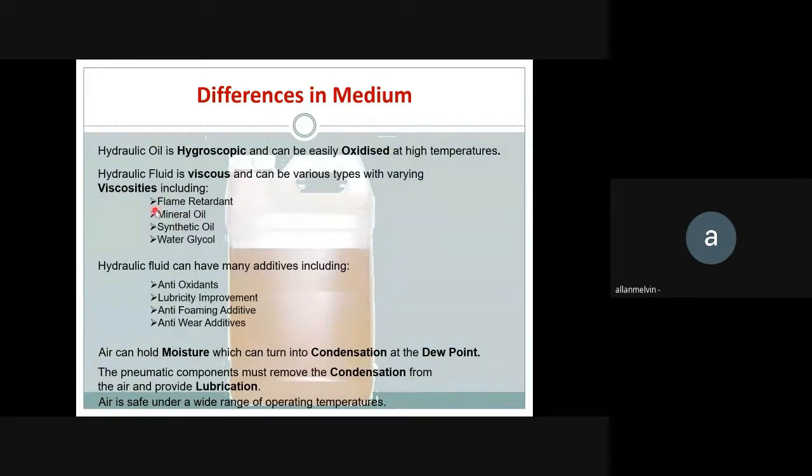Additive lah, additive you ada banyak benda lah. Some of the hydraulic oil is flame retardant. So flame maksudnya tak mudah terbakar. Okay, so when I say flame retardant, meaning the hydraulic fluid is having a higher flash point. Flash point maksudnya titik mula terbakar. Okay, the flash point is the point where the fire starts.